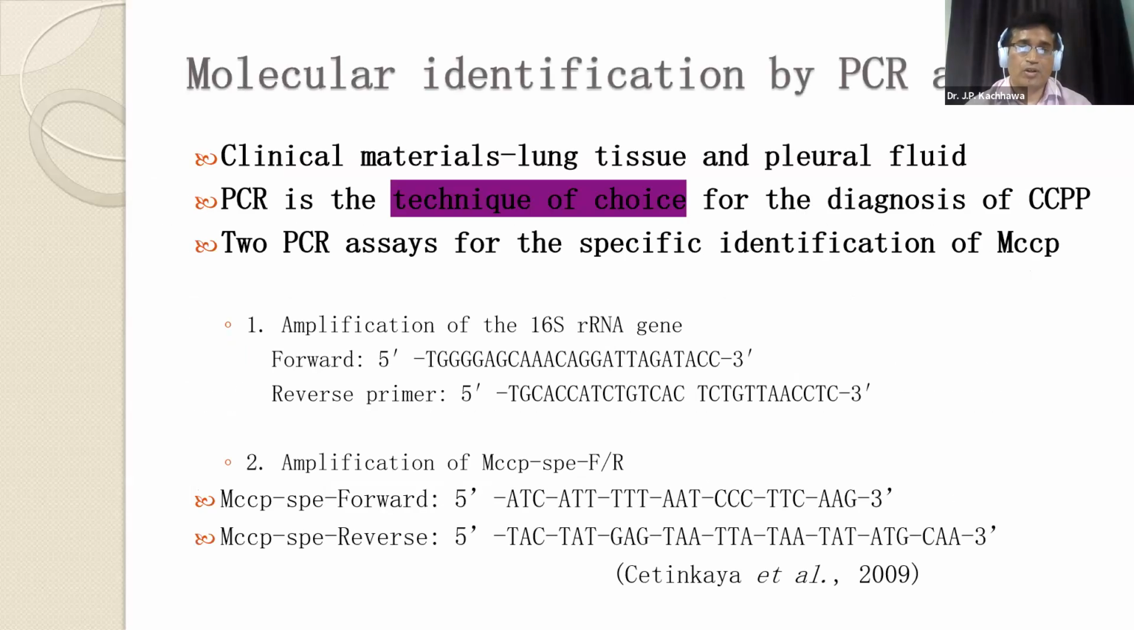For the molecular identification of this organism, the PCR assay is the technique of choice for the confirmatory diagnosis of CCPP. Two PCR assays are popular nowadays, based on different genes. One is the amplification of the 16S rRNA gene, and the other assay is the amplification of the MCCP SPA FR gene.